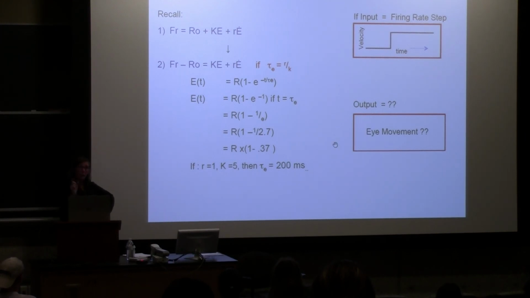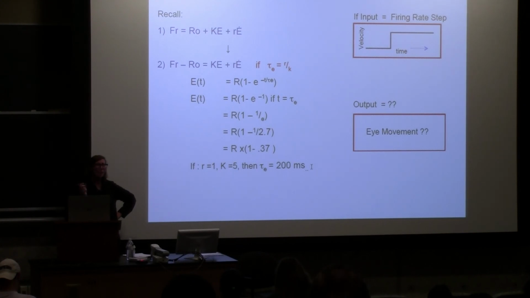So if you want to try to understand what this means, since R and K are on average about 1 and 5, you end up with T of E being 200 milliseconds. So what that means is that after about 200 milliseconds, you'll be 63% of your way to your goal, right? So if you think about what a saccade actually looks like, right? Saccades are over in what sort of time? Let's say I make a saccade from here and then 20 degrees over to my right. Is it faster or slower than 200 milliseconds?